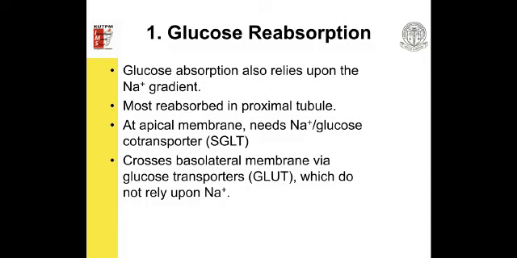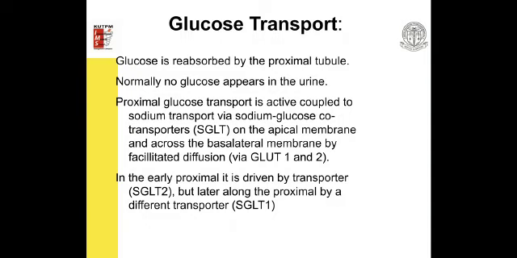At the apical membrane it needs the sodium glucose co-transporter, and glucose crosses the basolateral membrane via the GLUT, which does not rely on sodium. So there are 2 transporters, the sodium glucose transporter and the glucose transporter. From the lumen to the tubule cell is by SGLT. From the tubule cell to the capillaries is by GLUT. So we need to understand this. Glucose is reabsorbed by the proximal convoluted tubule, so no glucose appears in the urine. There will be absence of glucose in urine.